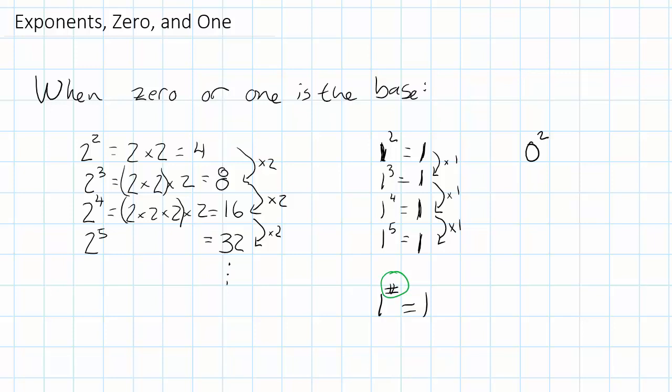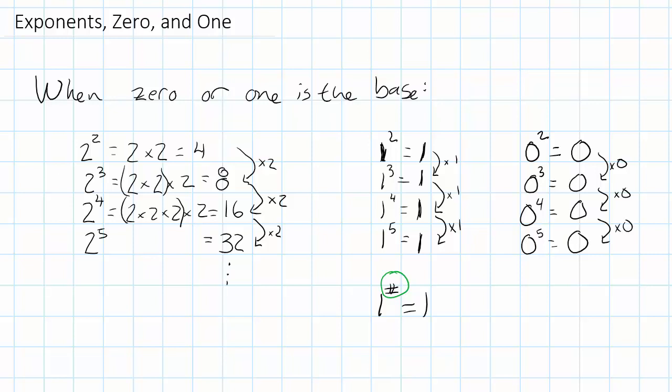0 squared, well that's 0 times 0, which is 0. 0 cubed, multiply by 0 again, still 0. 0 to the 4th, multiply by 0 again, still 0. 0 to the 5th, multiply by 0 again, still 0. No amount of multiplying by 0 is going to get us anything except 0. 0 to any power is 0. But there are some conditions on this exponent that we're going to see in a moment. Certainly this works for whole numbers bigger than 2.